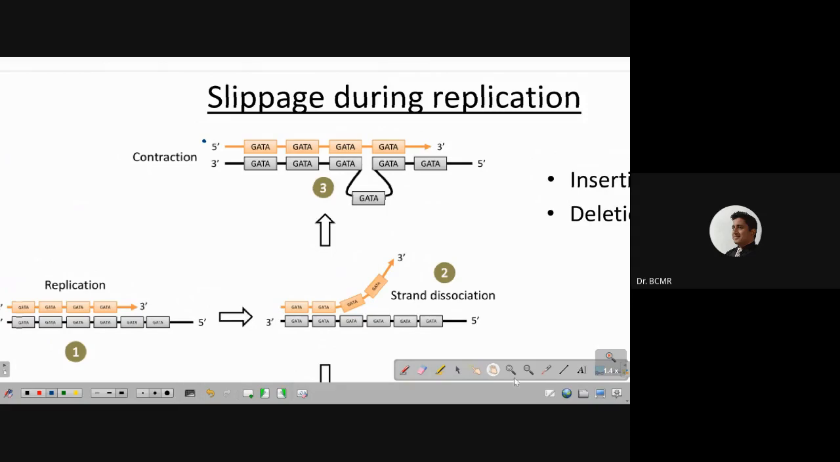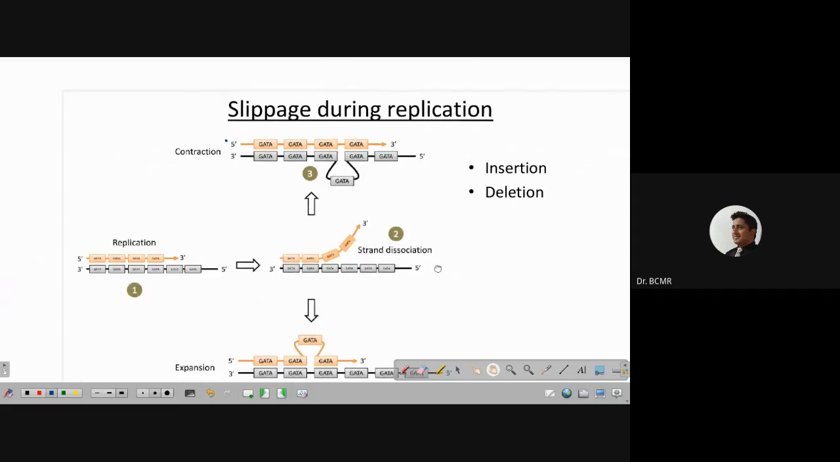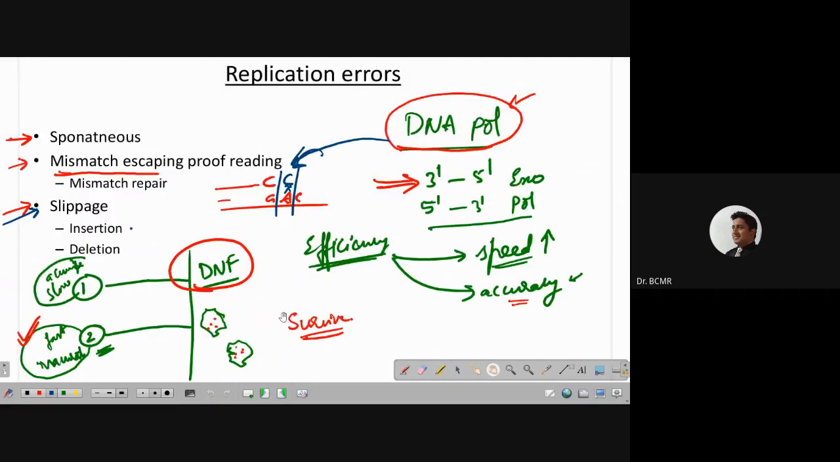Okay, so slippage during replication plays a huge role in whether insertions or deletions can happen. If you have seen the previous one on mismatches, the majority of them are substitutions. Substitutions can be transitions or transversions. Transition is when a purine is replaced with a purine and a pyrimidine replaced with a pyrimidine. In transversions, a purine is replaced with a pyrimidine or a pyrimidine is substituted with a purine.